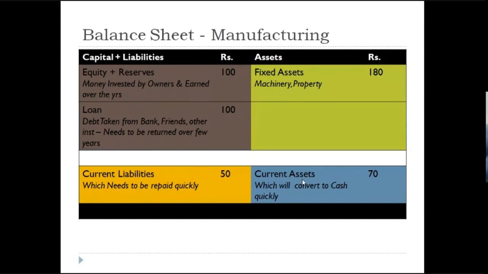So if you see the example I've shown, fixed assets are, let's say, 180 rupees, and the company has current assets of 70 rupees. So total कितना हुआ, 250. Now where is this 250 from? 100 rupees ओनर ने खुद लगाए, 100 रुपए बैंक से लोन लिए, बाकी 50 रुपए उसको अभी अपने क्रेडिटर्स को पे करना है या अपनी लायबिलिटी पे करनी है या सैलरी देना है. So at any point of time, the assets and liabilities of the company have to balance.